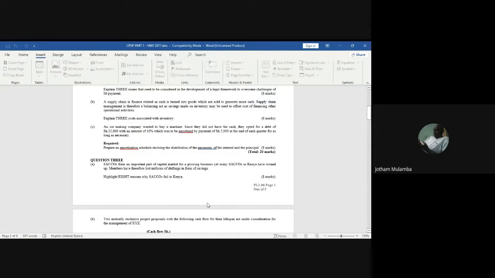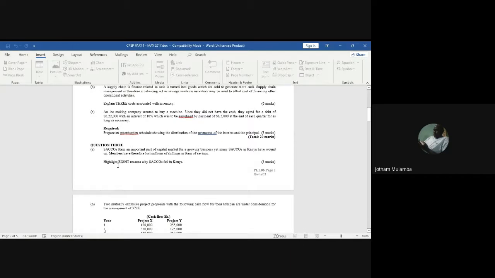Let me try to open Excel and see if it will allow us to type so that I do it practically. No, still it can't. The machine I'm using, the license expired, I believe. That's why it's not allowing us to edit. I can only view. So we'll progress, and I'll try to get you what we had done.